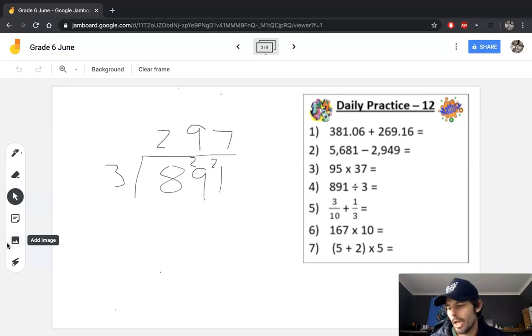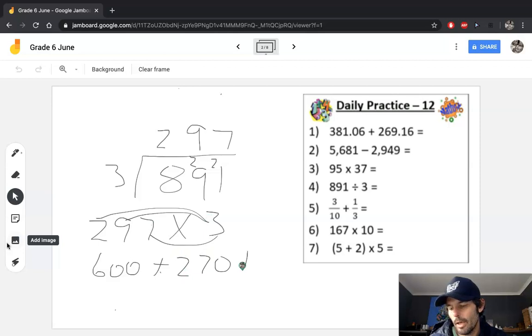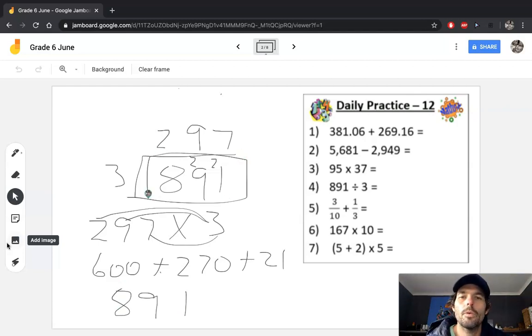And then remember to check, we do the inverse, 297 times 3. So if I say 200 times 3, 600. 90 times 3 is 270. And then 3 times 3 is 21. And if I add all of those together, you can see I'm going to get 891, which is the number that I started with. So we must know that our division calculation is indeed correct.